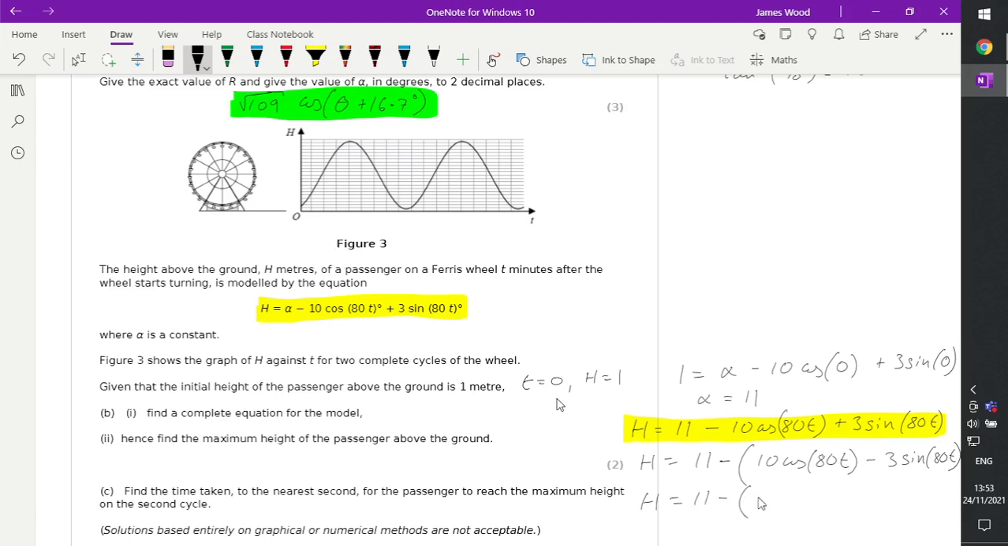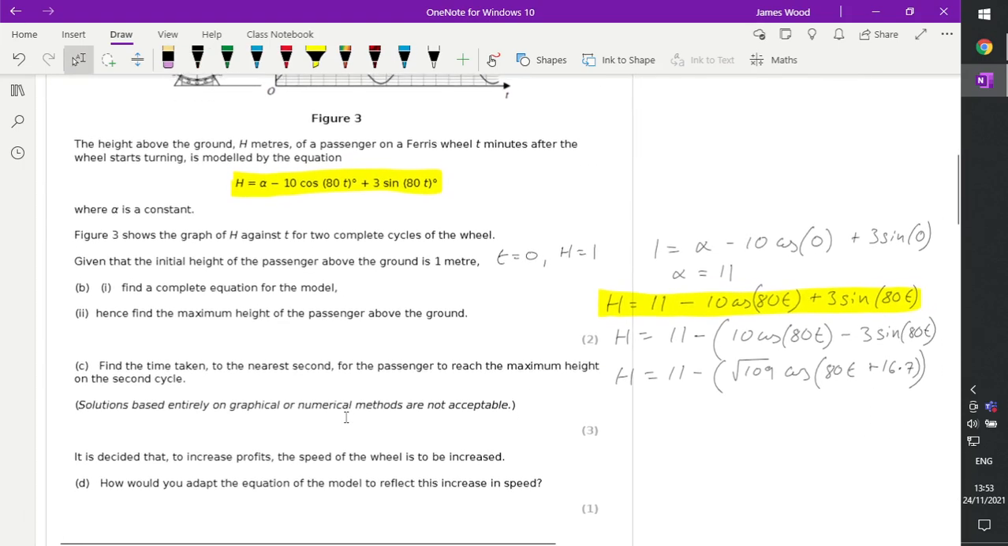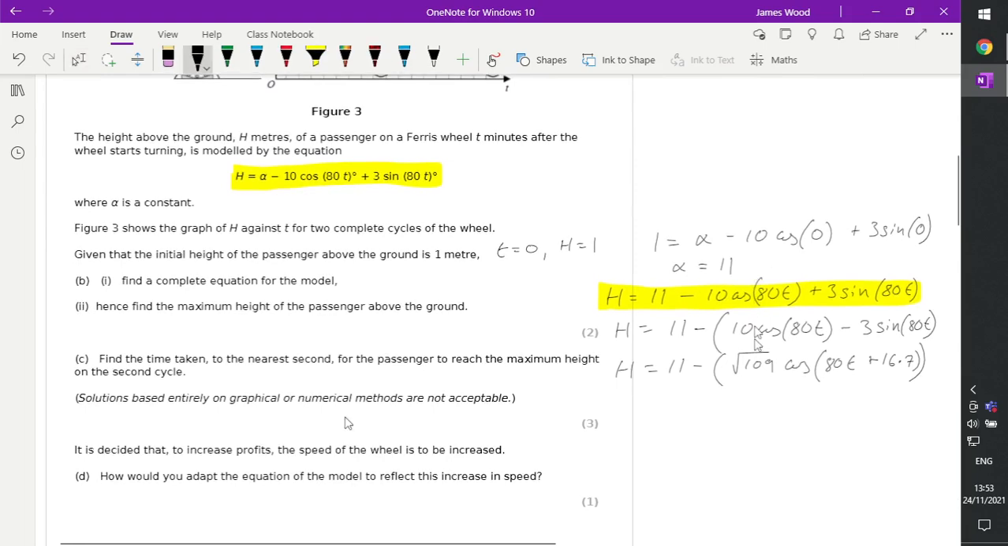So minus root 109 cos, now instead of theta it's 80t, so 80t plus 16.7. So we can rewrite our equation like that, just using what we worked out before. Now we can use this to find the maximum height.